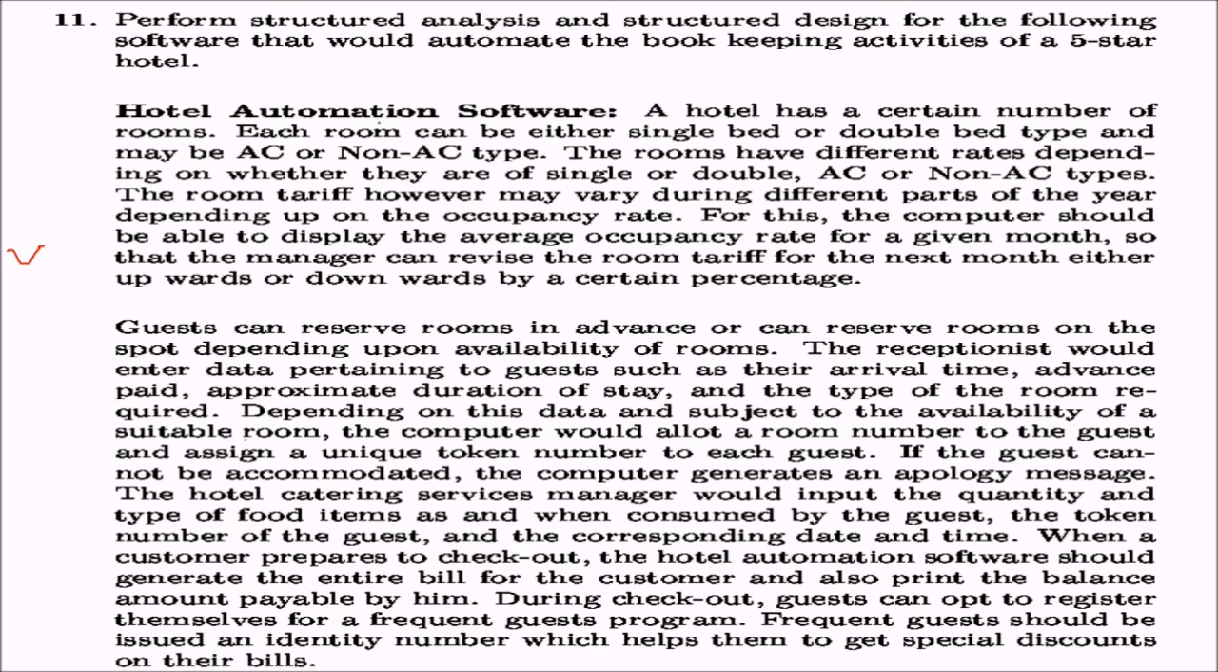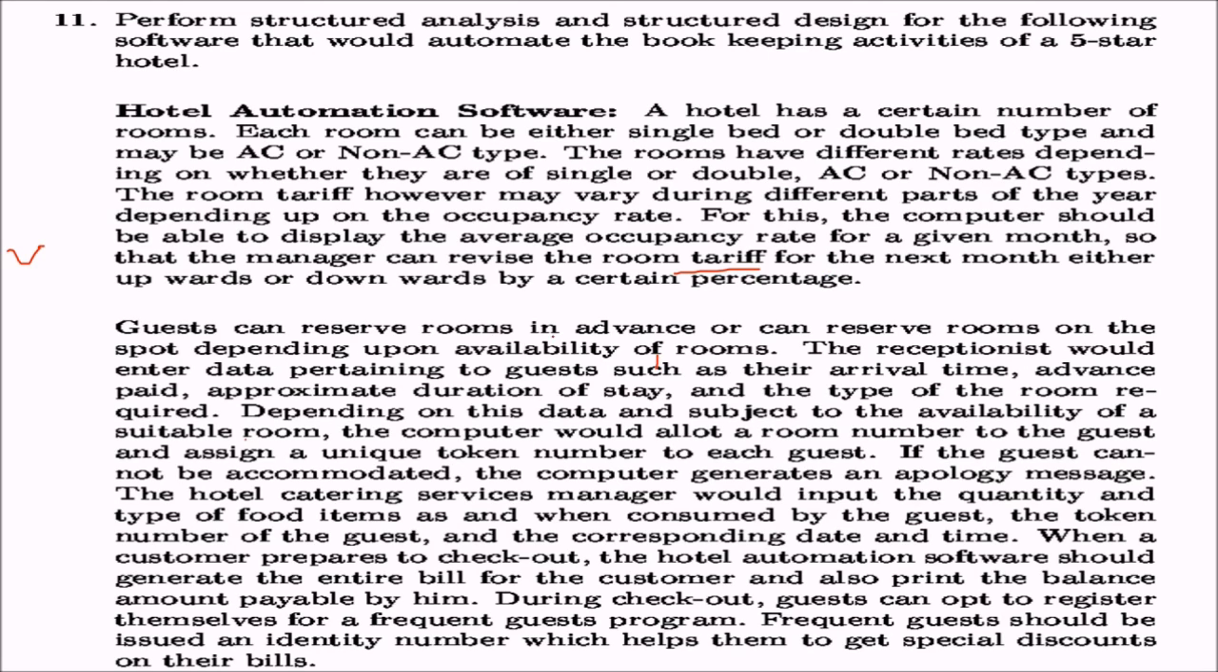A hotel has a certain number of rooms. Each room can be either single bed or double bed type, and may be AC or non-AC type. The rooms have different rates depending on whether they are single or double, AC or non-AC types. The room tariff, however, may vary during different parts of the year depending on the occupancy rate. For this, the computer should be able to display the average occupancy rate for a given month so that the manager can revise the room tariff for the next month, either upwards or downwards by a certain percentage.